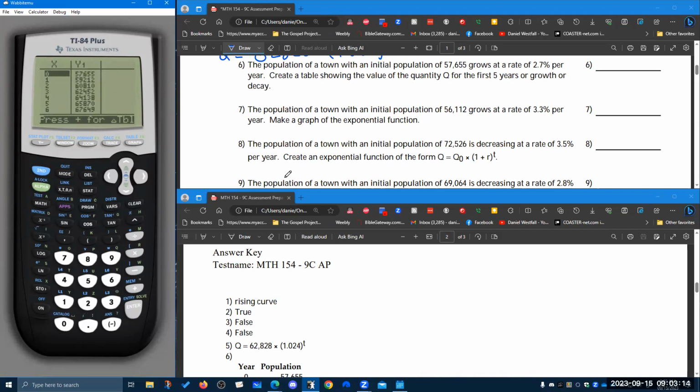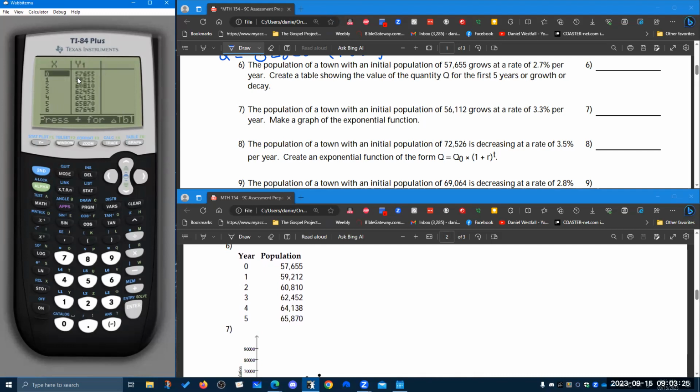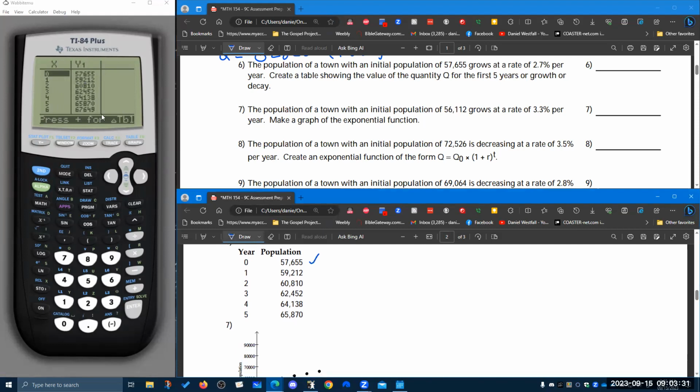And we just want the table for the first 5 years, so from 0 to 5. And let's check our answers that we have here with the key. So 57,655, check. 59,212, check. 68,10, check. 62,452, check. 64,138, check. And 65,870, check. Okay.